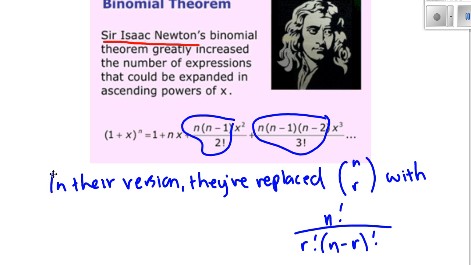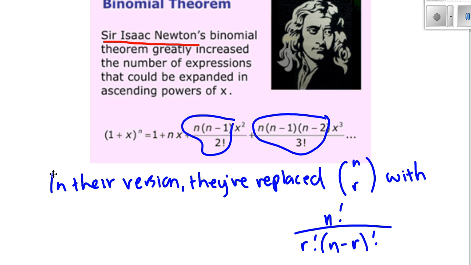Why is the first term in their formula just 1? Yeah, well, the coefficient of the first one is always 1. But notice that instead of a and b, they have 1 and x, and 1 to the power of n is just going to end up being 1. So you're right, it's because the first coefficient is nC0, which is 1. Plus also 1 to the power of any value is going to be 1 as well.